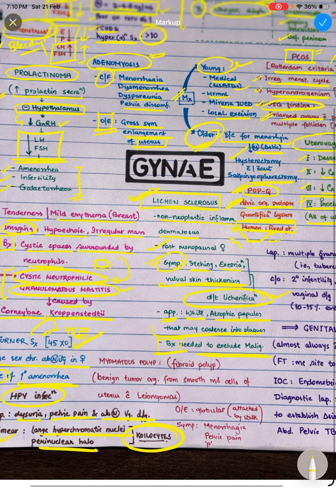The next small topic is myomatous polyp. Myomatous polyp is a type of fibroid polyp, a type of benign tumor that originates from the smooth muscle cells of the uterus called leiomyomas. On examination, there's a globular structure that is attached by a stalk into the uterine cavity. The symptoms that occur in this are menorrhagia, pelvic pain, and pressure.